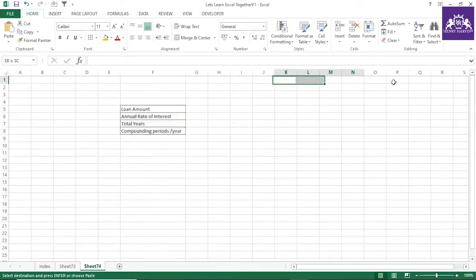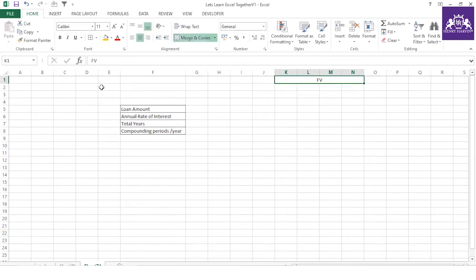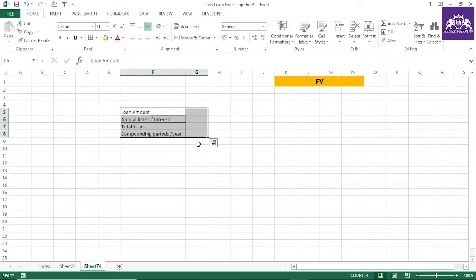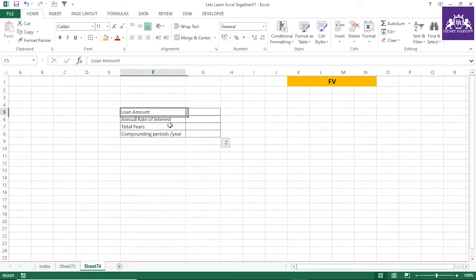So actually I'm going to cover now the future value function. FV stands for future value, guys. All right. So now, Alt HBA is the shortcut key to make the borders across that. So loan amount $10,000.